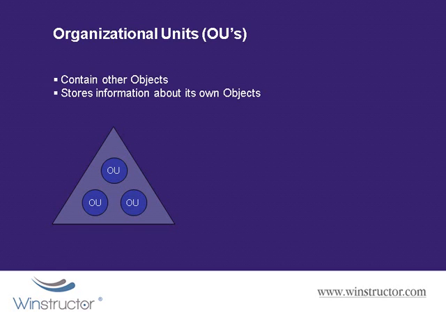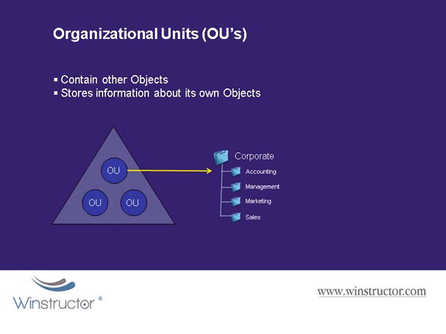OUs provide the most granular scope to which you can assign administrative authority, and they also provide a means for handling administrative tasks. So for example, here we've created an OU called Corporate, where we can create and store user accounts. Now in order to be able to structure our organization, we're able to create other OUs underneath our parent Corporate OU, such as the accounting department, marketing, sales, and so on, and we can build our OU structure to mirror our company structure.